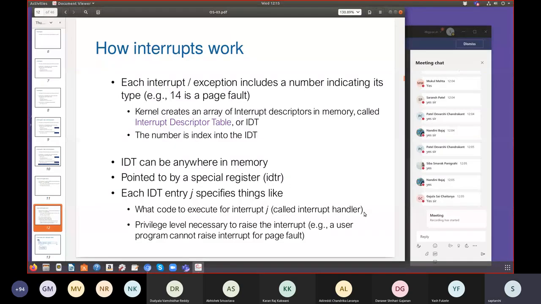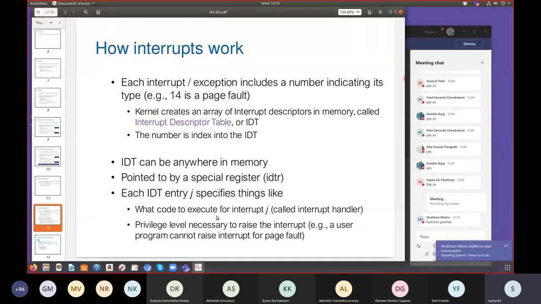A quick question. Does this make sense, from what you know about C programming, etc.? Does this make sense, how can a table entry specify what code to execute? So a table entry is logically like an array. It may be a linked list kind of thing, but logically it's an array. How can an array element specify what code to execute?